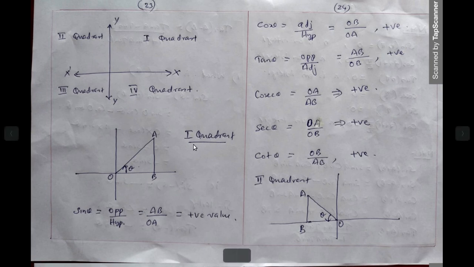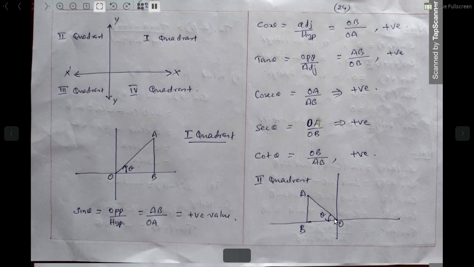This means what? In the first quadrant, all the six trigonometric functions or trigonometric relations are positive. In the first quadrant, sin, cos, tan, cosec, sec, cot, all these are positive, right? Why these are positive? Here OB is positive, AB is positive, OA is positive. So let us find the difference of the trigonometric function in the second quadrant. This is first quadrant, this is second quadrant.